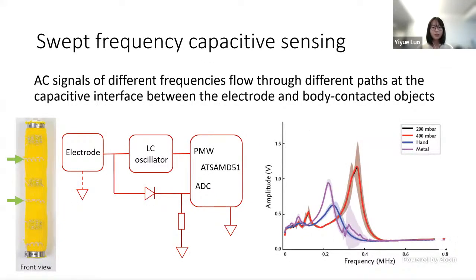We also integrate capacitive sensors. Swept frequency capacitive sensing leverages the fact that alternating current signals of different frequencies flow through different paths at the capacitive interface between the electrode and the body or contacted objects. Here we integrate conductive yarns at specific locations on the knitted actuators as the capacitive sensing electrode. By collecting amplitude responses over a range of frequencies, we retrieve information on the existence of human touch or human-contacted objects.